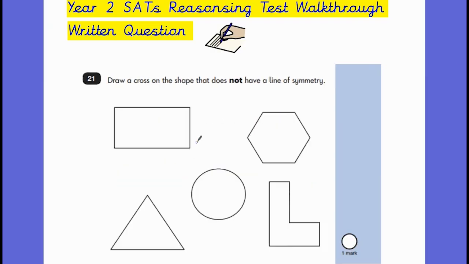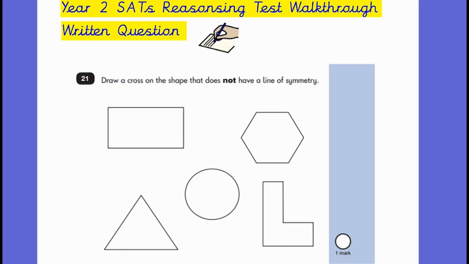Question 21. So for this question, we have another shape question. Draw a cross on a shape that does not have a line of symmetry. Now, in this quiz, I believe they will be given a mirror to help them, so they can use the mirror to find lines of symmetry. But also, they should have learned in school how many lines of symmetry each shape has, and it's usually that the shape's sides equal the lines of symmetry.